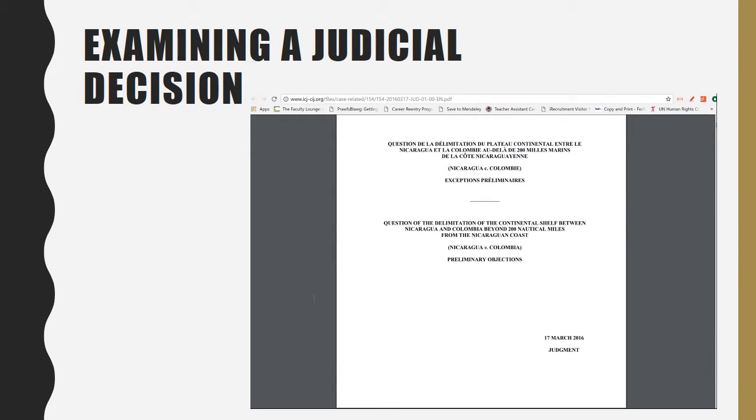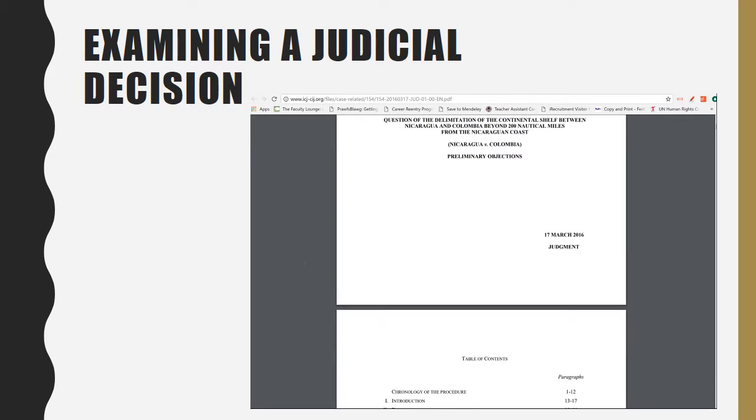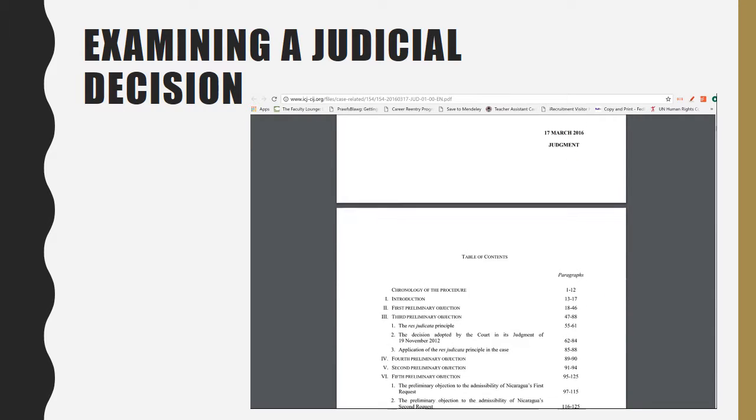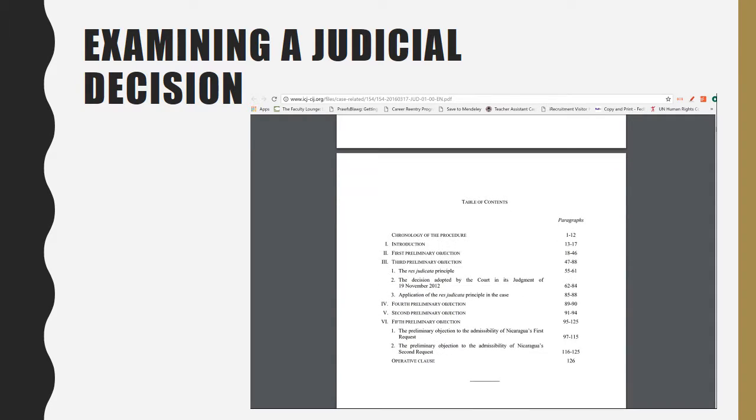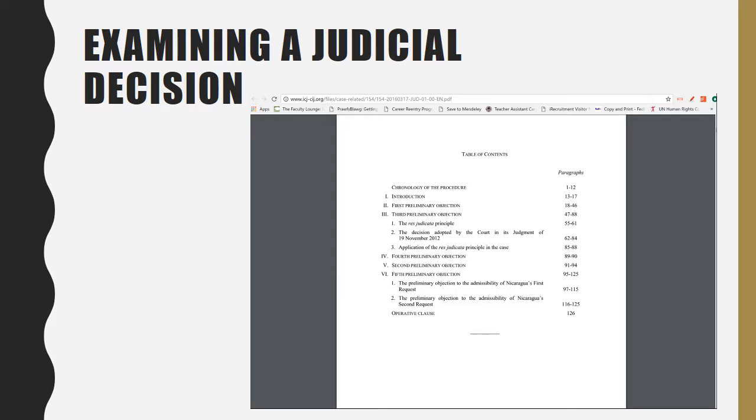And the first thing that I'm going to look at is asking myself whether there's a table of contents, and there is, that can give me a good overview of the whole decision. And thankfully for me, there is. So here we see that there is a chronology of the procedure, looking first at the introduction, the first preliminary objection, the third preliminary objection, the fourth, then the second, and then the fifth. So I have an idea just from the table of contents how this decision is written.